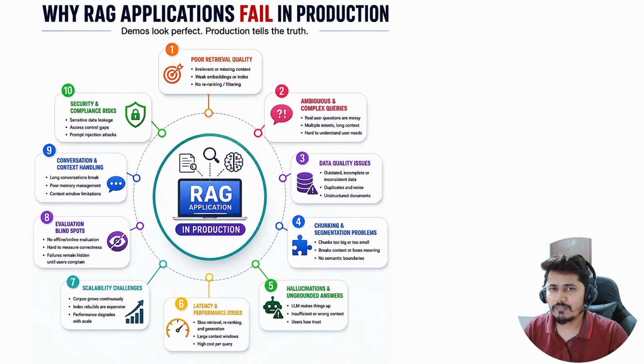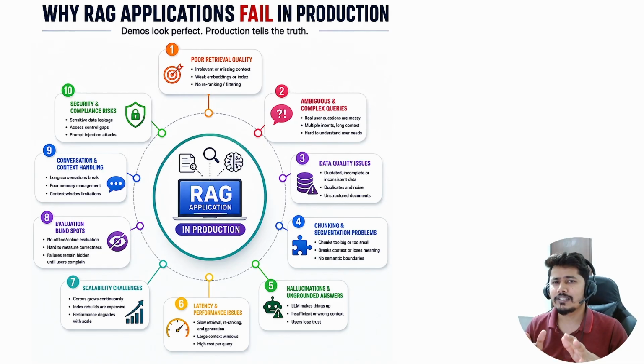Today we are going to see why the RAG application fails in production. You might have seen a lot of videos on building the RAG application. What happens is that the RAG application works very well in non-production, or whenever you are working on a POC. But when you move the RAG application to production and the actual user starts using it, you start seeing the problems.